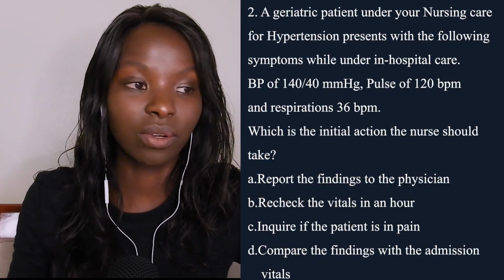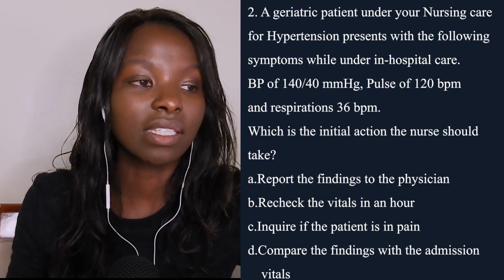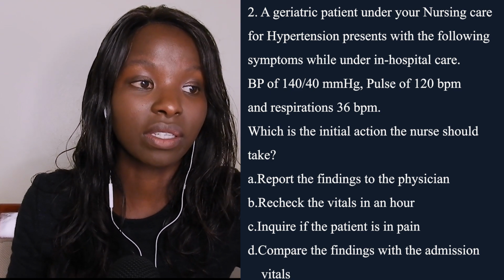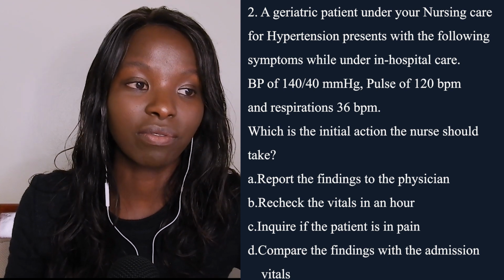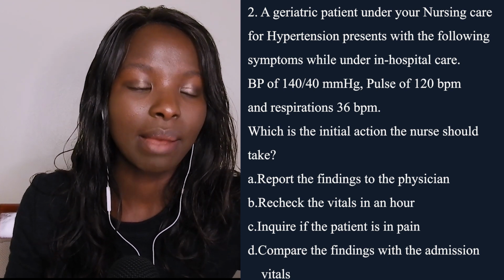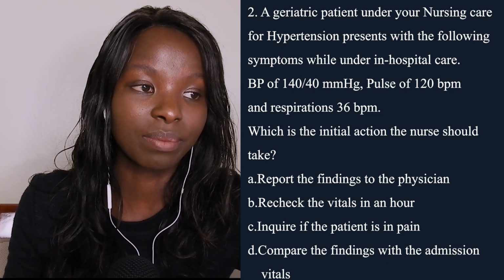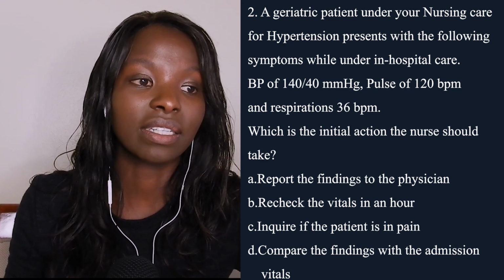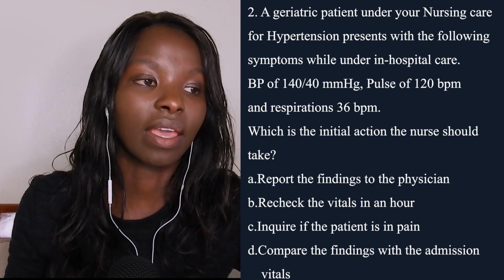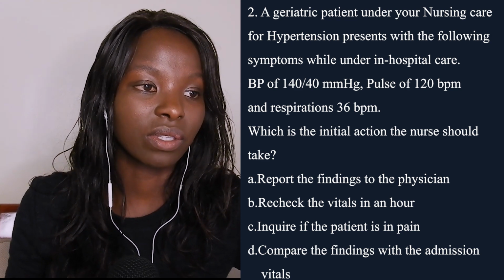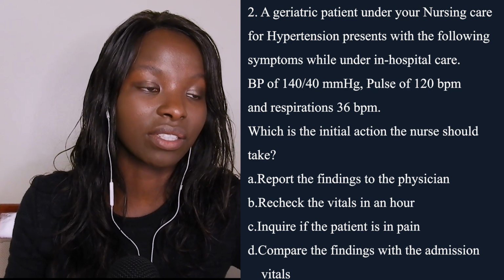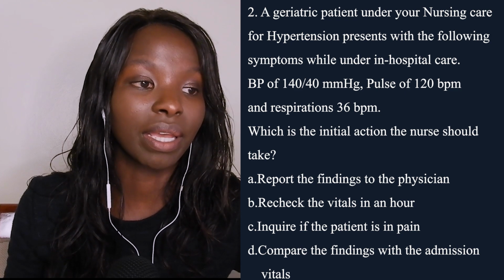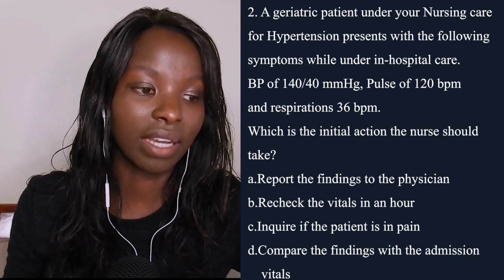So let's look at the second question. A geriatric patient under your nursing care in admission for hypertension presents with the following symptoms: a blood pressure of 140 over 40 millimeters of mercury, pulse of 120 beats per minute, and respirations of 36 breaths per minute. Which is the initial action the nurse should take? A, report the findings to the physician. B, recheck the vitals in an hour. C, inquire if the patient is in pain. D, compare the findings with the admission vitals.